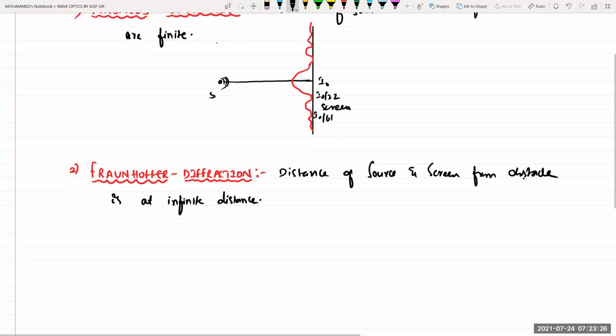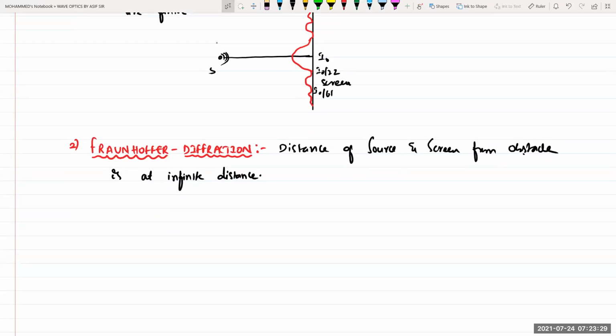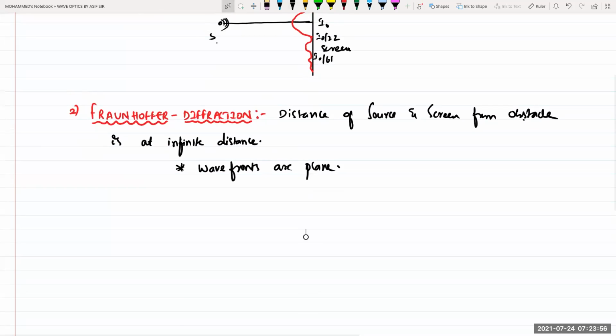Is it infinite distance? That means the wavefronts in this one are plane wavefronts, because the source is at a very large distance. They appear to be coming from a very large distance. So I can say that wavefronts are plane because the source is at a larger distance. When they are coming, the light appears to be coming parallel. So as it is a parallel path, if I draw a perpendicular line, that will give me the parallel, I mean plane, wavefront. Clear? An example for the Fraunhofer diffraction is the single slit experiment.